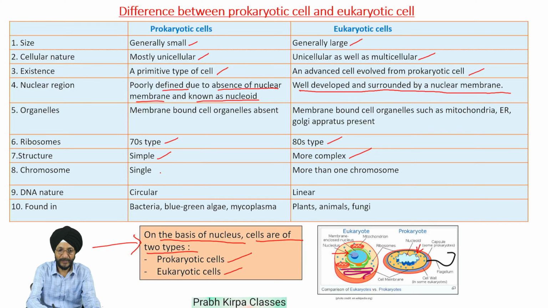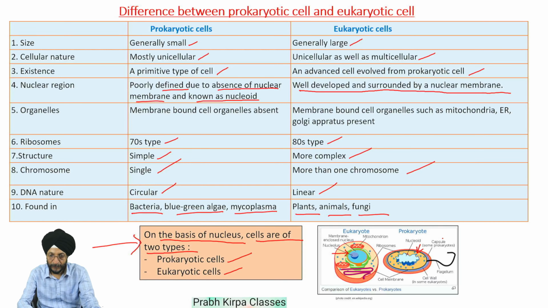Chromosome in the case of prokaryotic cell is single, whereas eukaryotic cells have more than one chromosome. DNA nature in the case of prokaryotic cells is circular, whereas it is linear in the case of eukaryotic cells. Prokaryotic cells are found in the case of bacteria, blue-green algae, and mycoplasma. In case of eukaryotic cells, they are found in the case of plants, animals, and fungi. Here is the pictorial difference between the two types of cells.